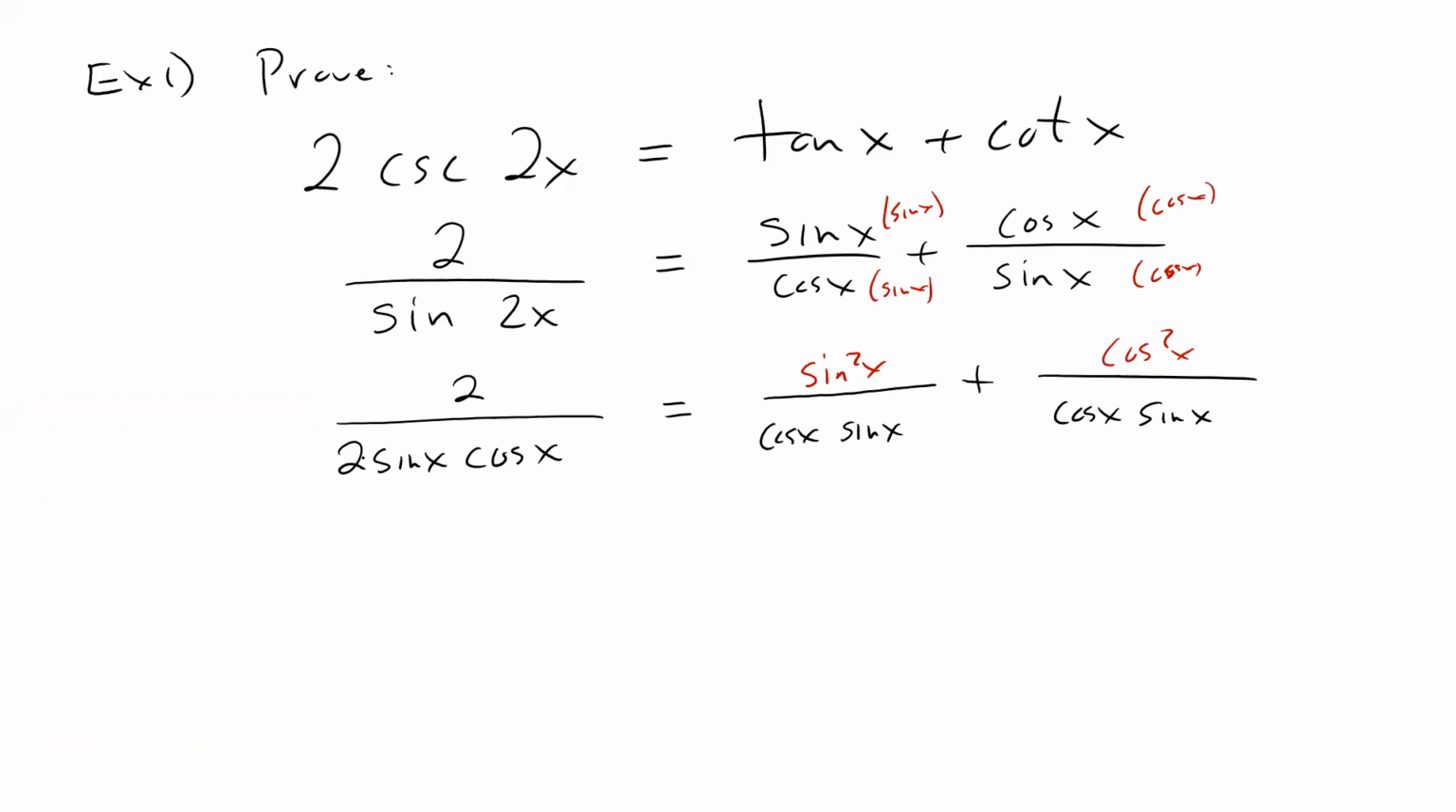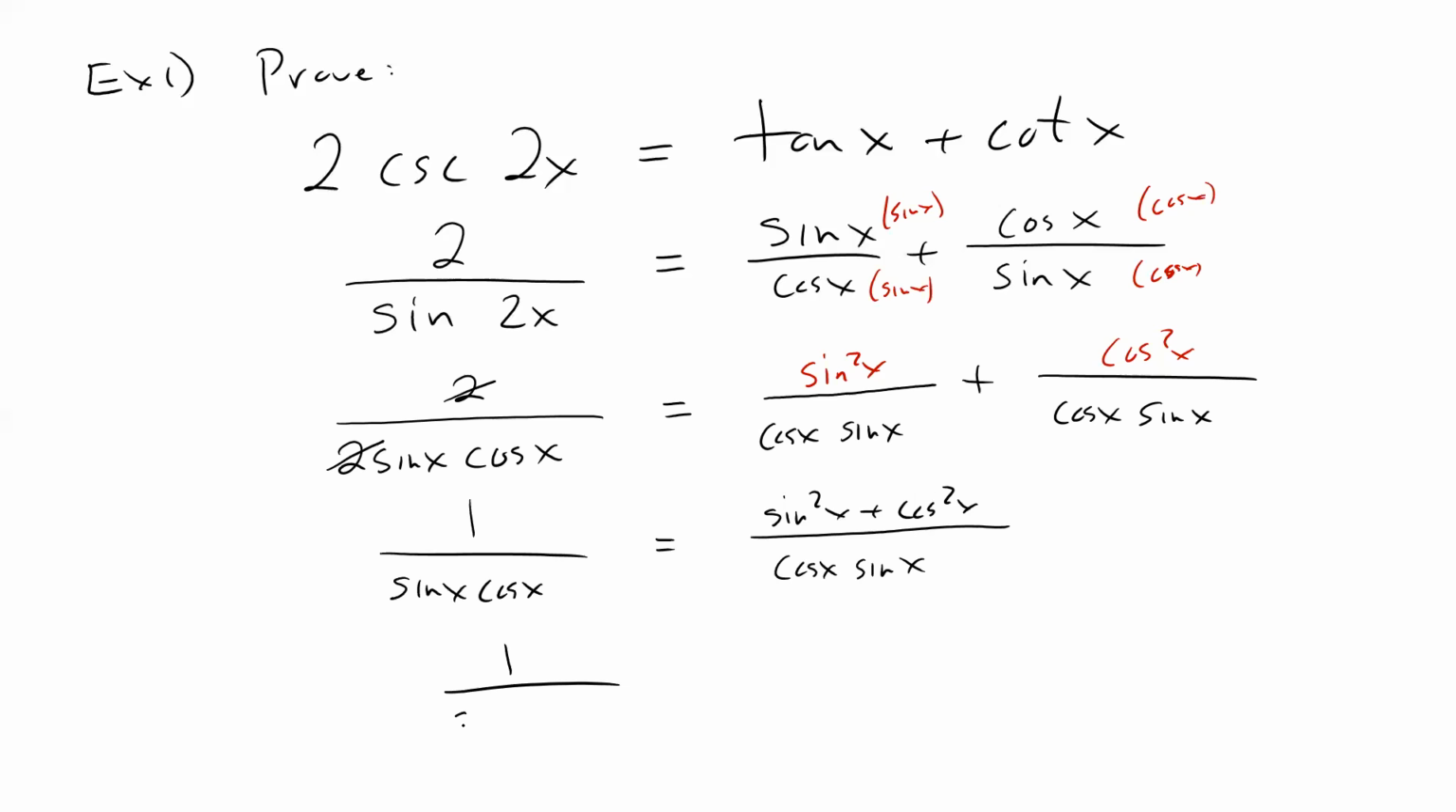Twos cancel. We're good there. That guy and that guy should cancel easily. 1 over sine x cosine x. That's cool. I like that one. And I think the rest we can kind of get to, right? So common denominators here would be, I like that denominator because those are exactly the same. Perfect. Pythagorean theorem right up here. And we are good. That one, same as this one. And I like boxes today.